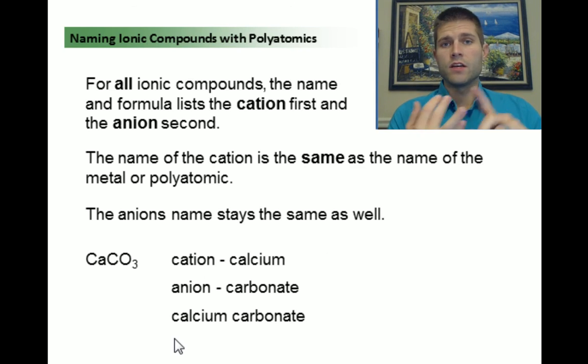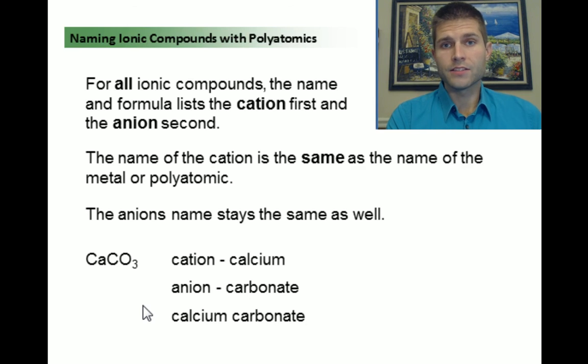We don't change it. We don't use prefixes. The only time that this would change at all is if our cation was a transition metal. And then we would have to put our Roman numeral in there, just like we do with the traditional ionic compounds. That's it for naming these compounds. There's nothing else I want to talk about in this video, but I do want to stress that you should memorize those polyatomics. Hopefully by class tomorrow, there's only 7 of them, but we will be using these a lot for the remainder of the semester.